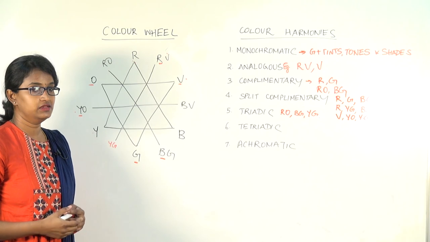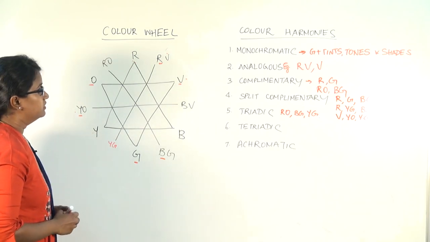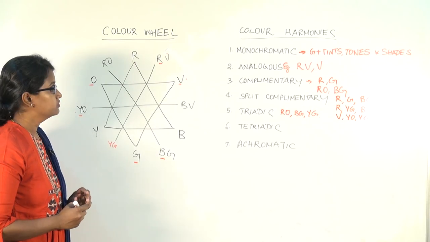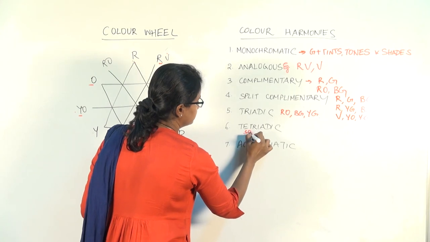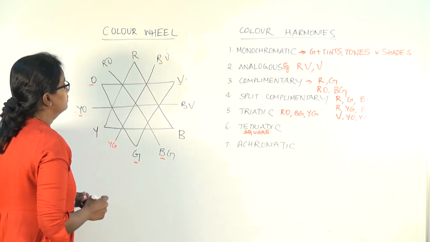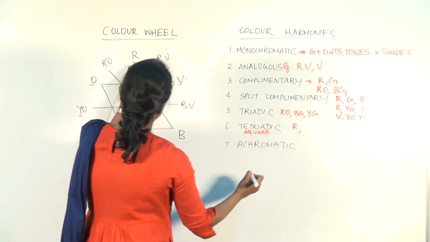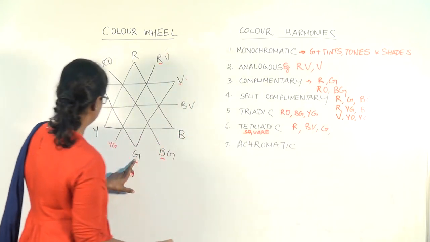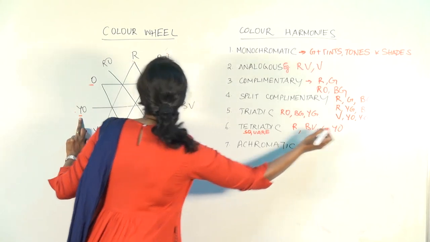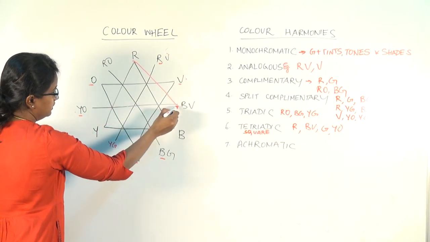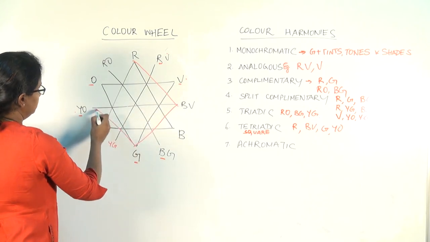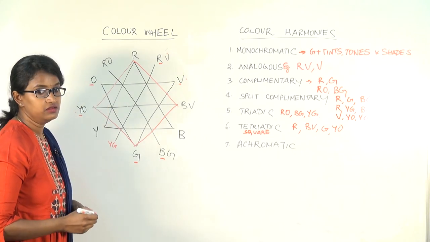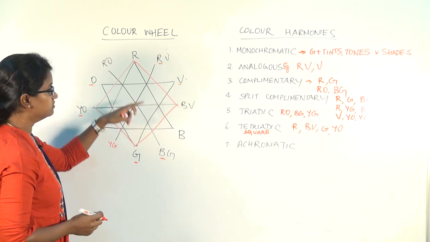The next one is tetradic color combination. Now, these are four color combinations lying equidistant from one another. This is called a square triad. An example of a square triad is red, blue violet, green and yellow orange. So this literally forms a square shape. This can be obtained with any color combination. So this is a square triad.